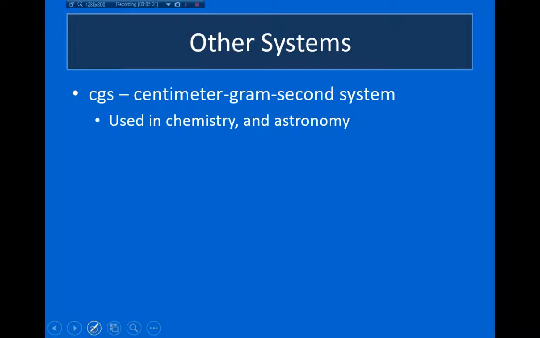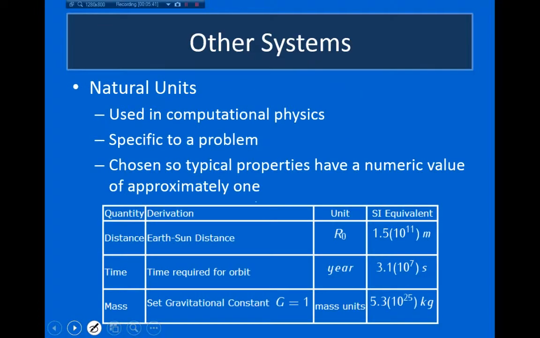Additionally, there are other systems of units, like the CGS system, which stands for the centimeter, gram, and second system. This is a system that's used in chemistry and astronomy. There's also something called a natural system of units. This is a system of units that is used in computational physics, so that's an area of physics where we try to solve really complicated problems using computers.